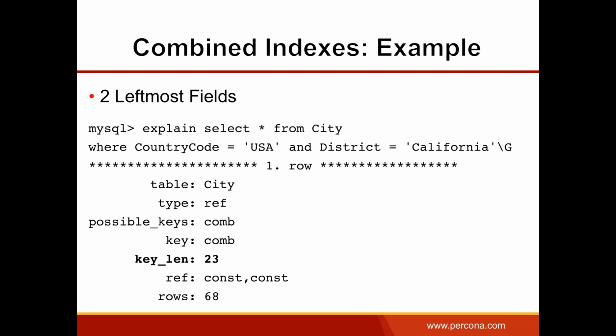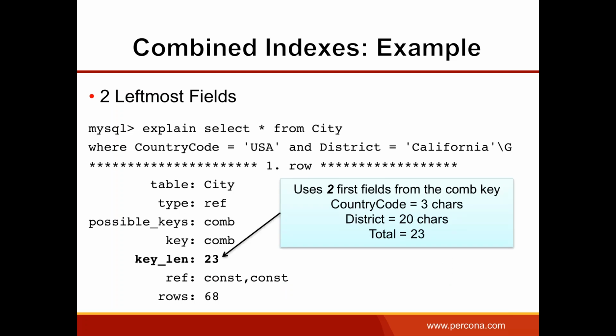Now the next example is we use country code and district. And again, MySQL will use the 2 leftmost fields out of our combined index. We look at the key length and we see that the key length says 23. Country code is 3 characters, 3 bytes. District is 20 characters, 20 bytes. And the total is 23. So we know that MySQL will use the 2 leftmost fields out of our index.